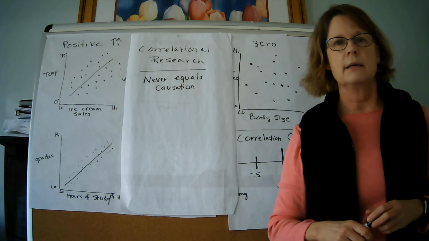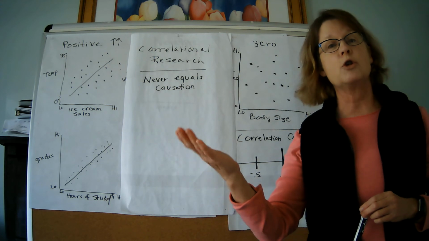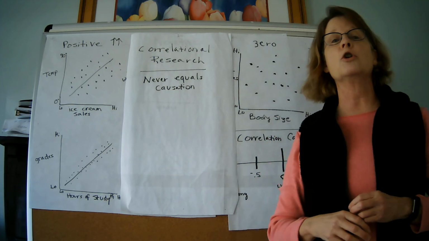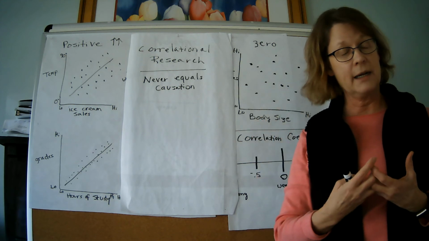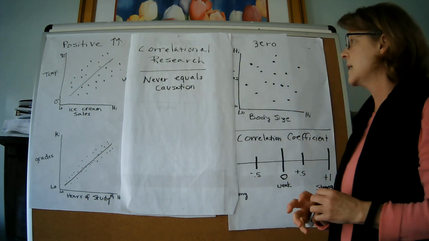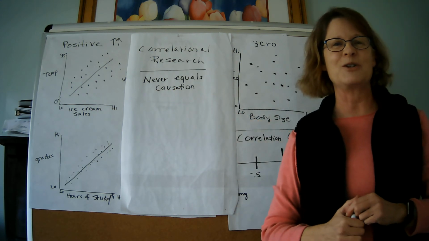Can you say it's the cause of that impact? No, you can't. So make sure that you know with the experimental research you can say cause and effect. And with correlational research, looking at how two variables are correlated, positively, negatively, or 0, you cannot say it is the cause of. No causation with correlational research.